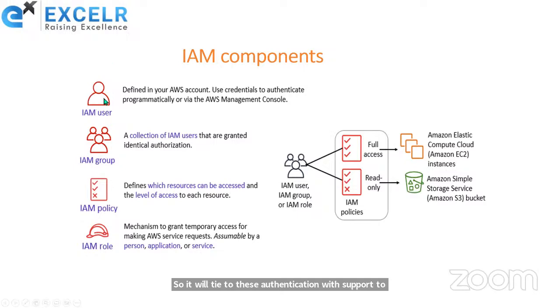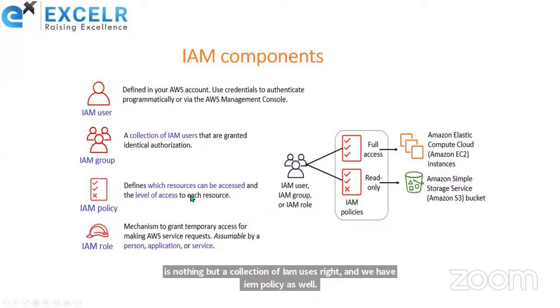Okay, so that is nothing but an IAM user. IAM users will be created, which will generate credentials for you. We can create a user. What is a group? A collection of IAM users that are granted identical authorization. What does a group mean? Rather than assigning permissions to each user, I'll create a group, name it, pull all the persons into that specific group, and assign single permissions. It is nothing but a collection of IAM users, right? And we have IAM policy as well. What is a policy? It defines which resources can be accessed and the level of access to each resource.